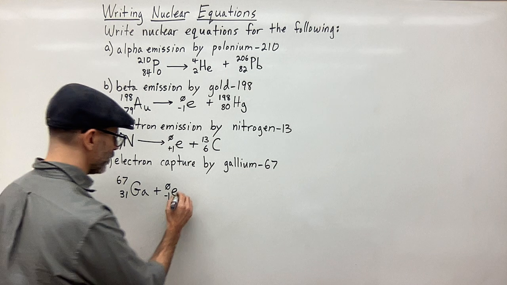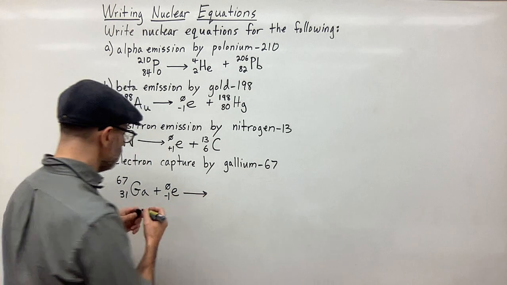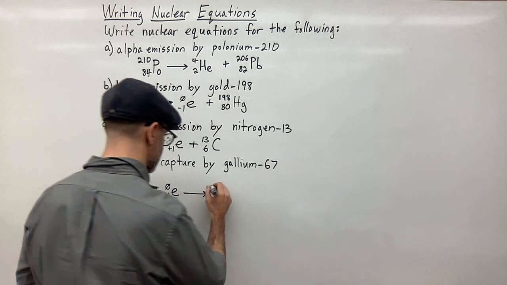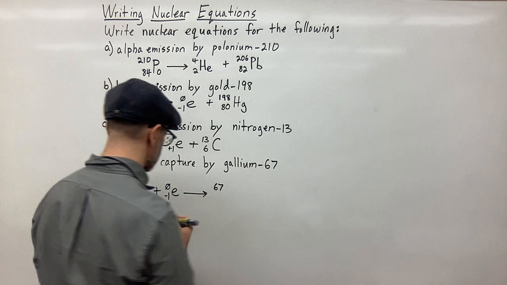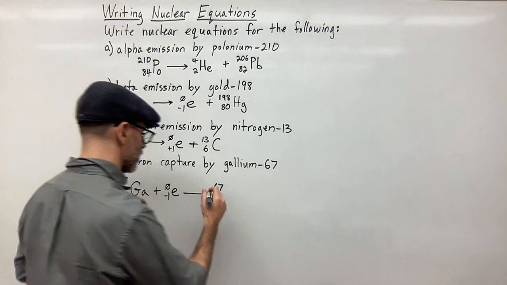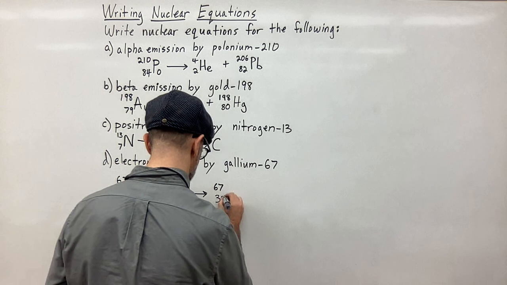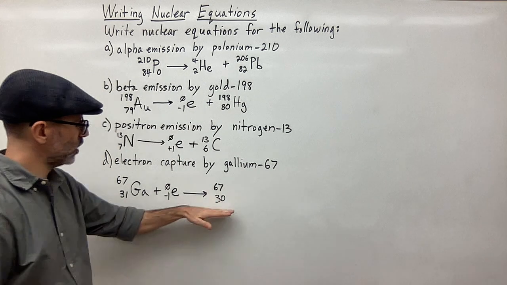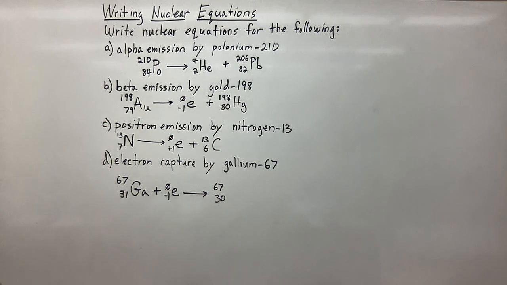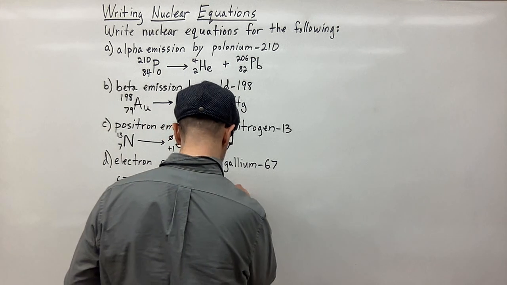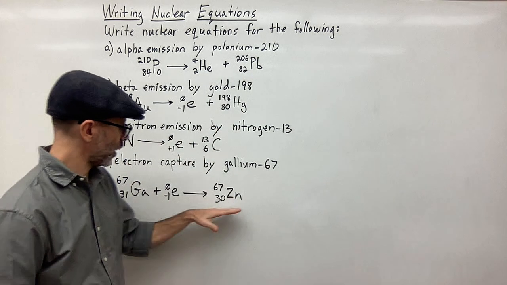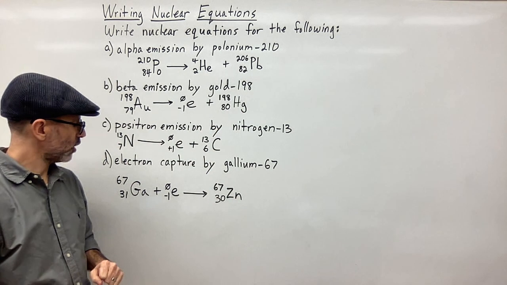Okay, now that's going to produce what? Well, we got to add up the two numbers here. So 0 plus 67 gives us 67. And then the bottom numbers here, 31 minus 1 gives us 30. And so we look up number 30 on the periodic table, and we get zinc. So Zn. And there you go. So here we have our new daughter isotope.